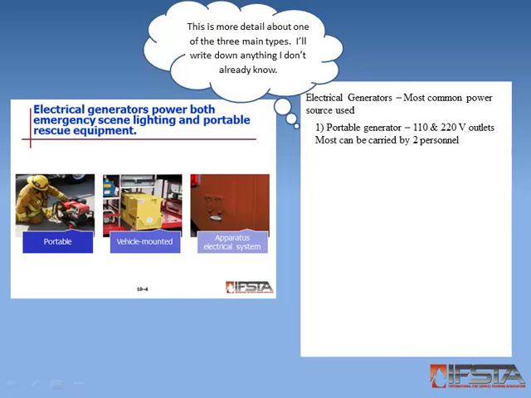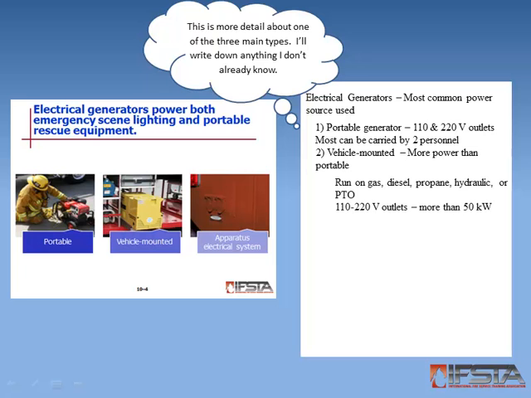Vehicle mounted generators. The vehicle mounted generators produce more power than the portable units. These are again powered by gasoline or diesel. Some of these are also powered by propane engines or hydraulic or maybe even power takeoff systems. Typically, they have 110 and 220 volt outlets. They also produce more than 50 kilowatts of power.